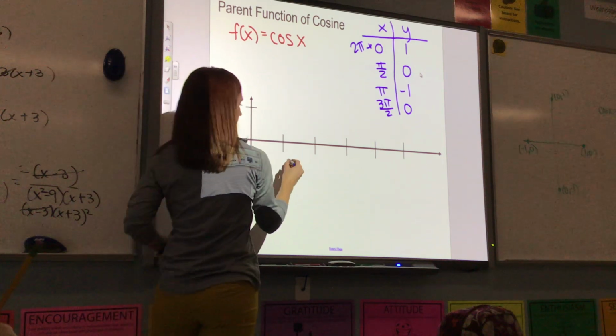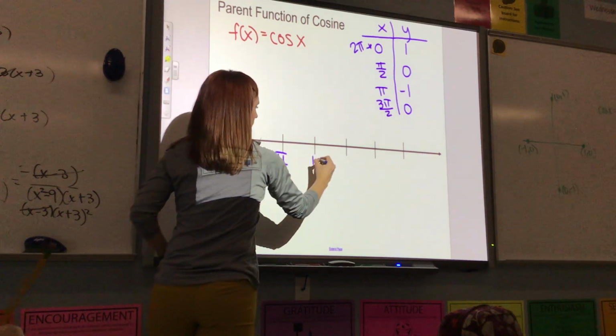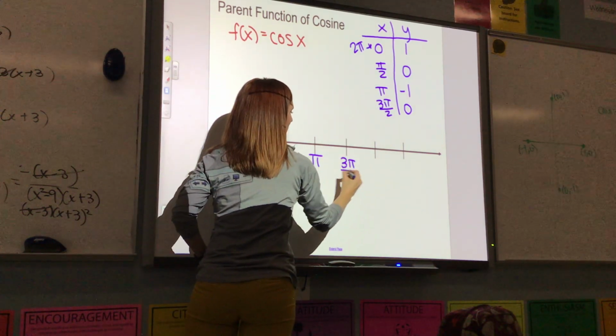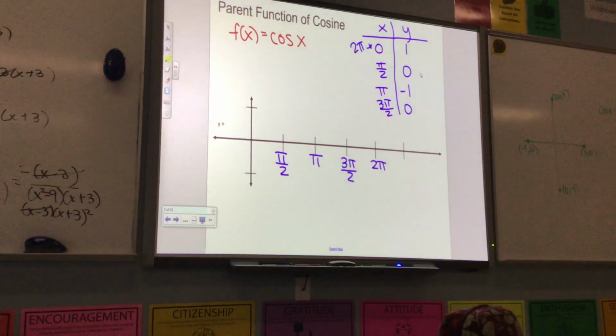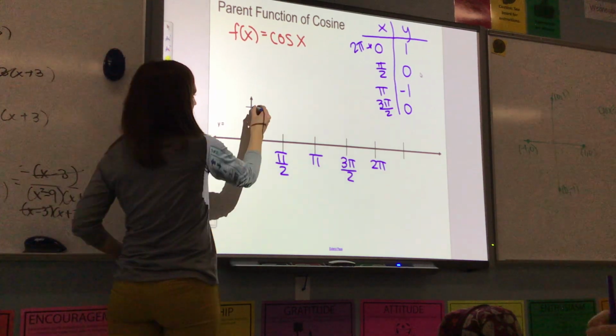It is 0, so I'm not going to put that. That means my tick marks, since those are my x values, are going to be my pi over whatever. Part of why you will not use actual graph paper is because it doesn't have pi on it. At 0, we are at 1.